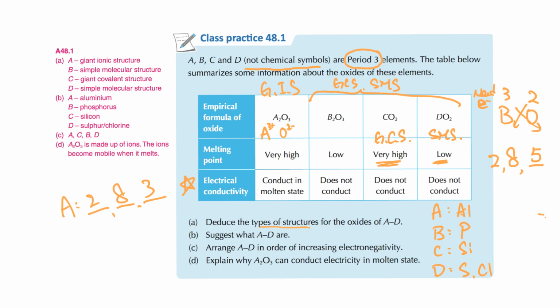Part C: arrange A to D in order of increasing electronegativity. If you remember, from left to right across the period, the electronegativity increases bit by bit. So for question C, you will have Al first, then Si, then P, then S or Cl at the back. Part D: explain why Al2O3 can conduct electricity in the molten state. Because giant ionic structures in the molten state contain mobile ions. When it melts, the ions inside become mobile, so they can conduct electricity. So basically the question is pretty simple.